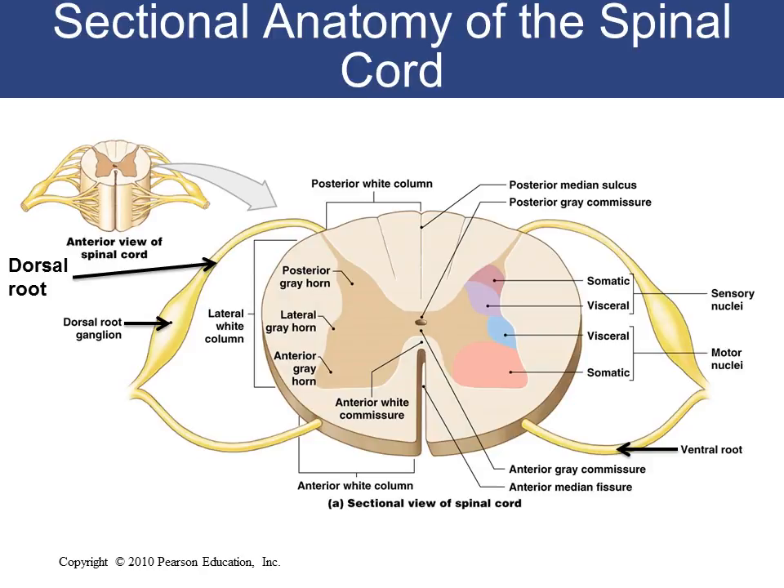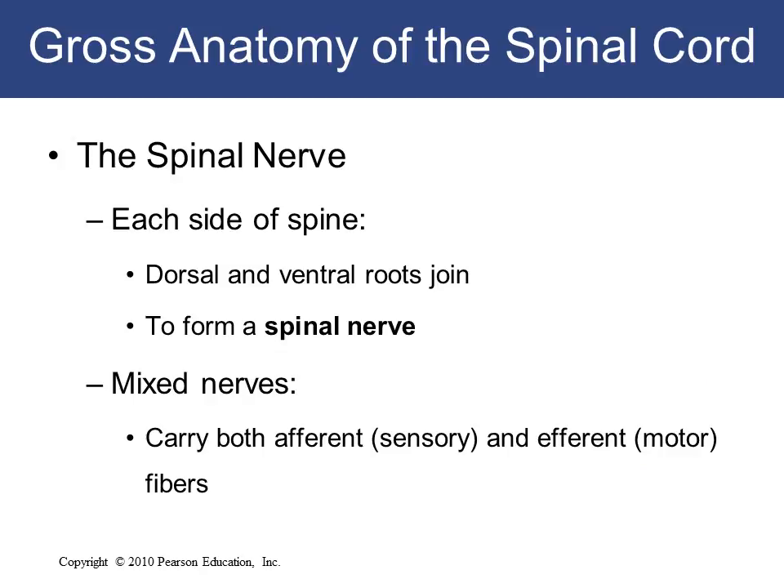the periphery. And the dorsal and the ventral root merge and exit as the spinal nerve through the intervertebral foramina. So the dorsal root and the ventral root meet at this point. They merge at this point and exit as the spinal nerve through the intervertebral foramina. The spinal nerves are found at each side of the spine, and their dorsal and ventral roots join to form this spinal nerve. And we also have mixed nerves that carry both sensory and motor neurons.